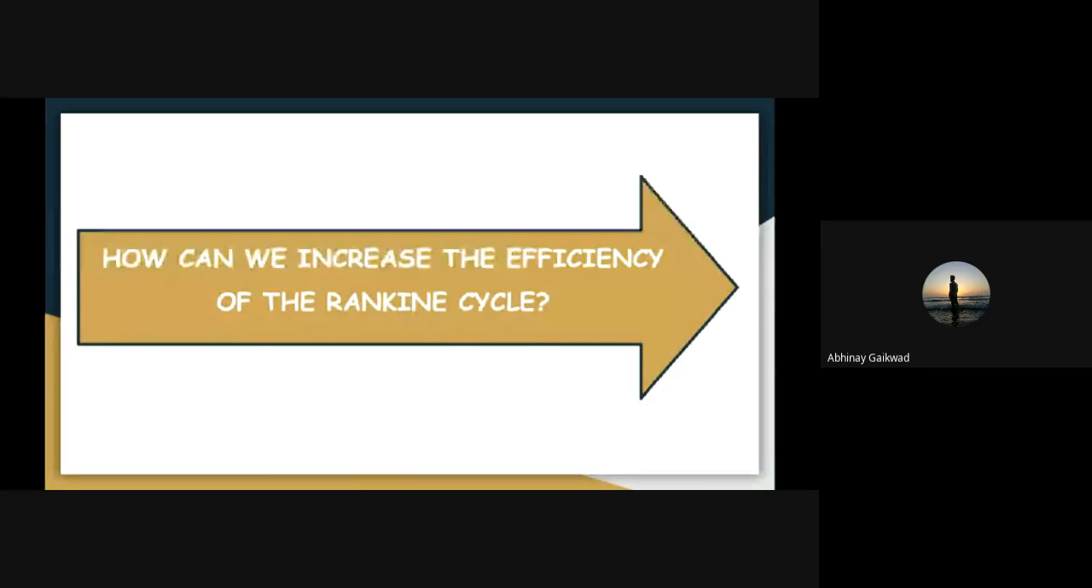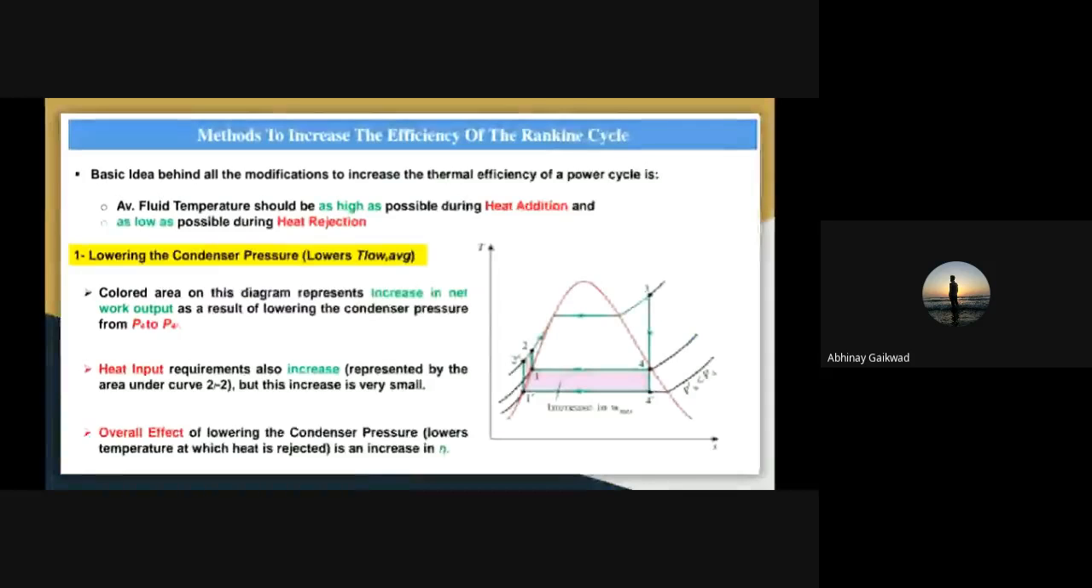So here I mentioned different methods, or different parameters, to increase the efficiency of the Rankine cycle, and the first parameter is that by lowering the condenser pressure you can increase the efficiency. Now how, by lowering the condenser pressure, we can increase the efficiency, that I will explain.